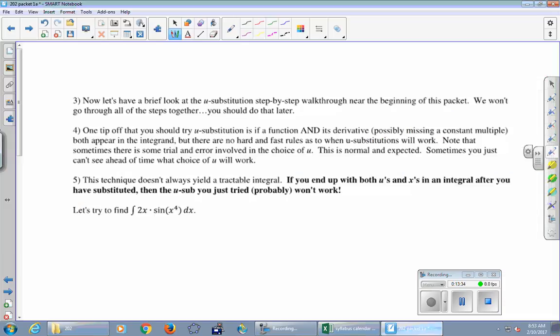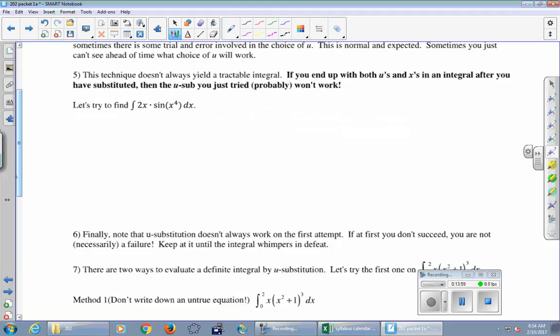Okay, so let's come back here to the packet. We just took a look at the step-by-step walkthrough near the beginning. We talked a little bit about this. It says sometimes there's trial and error involved in the choice of u. This is normal and expected. Sometimes you can't see ahead of time what choice of u will work. It takes a lot of practice to get good at this, and I promise I will give you a lot of practice. This technique doesn't always yield a tractable integral. Like I mentioned, if you end up with both u's and x's in an integral after you have substituted, then the u sub you just tried probably won't work.